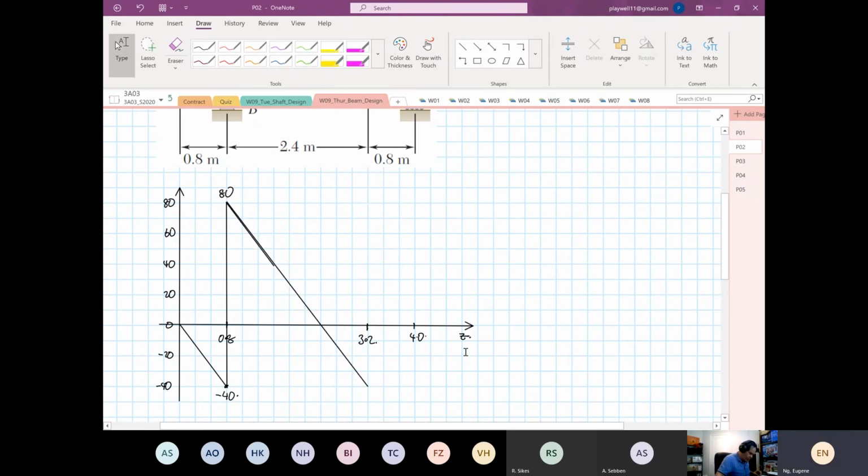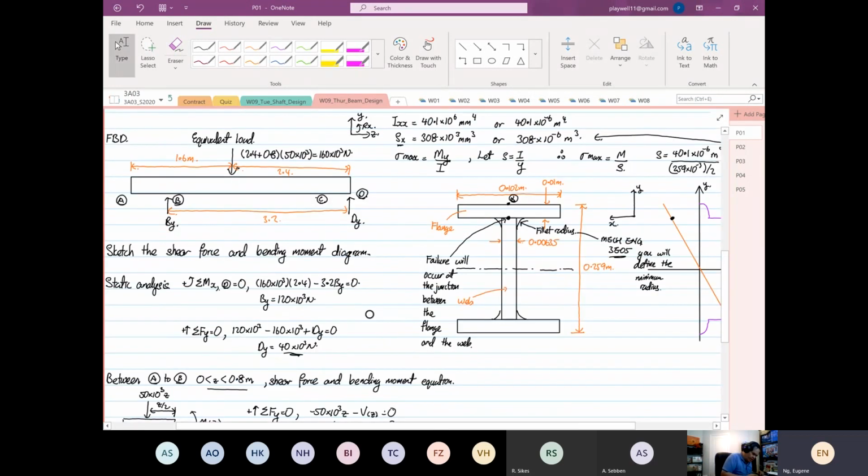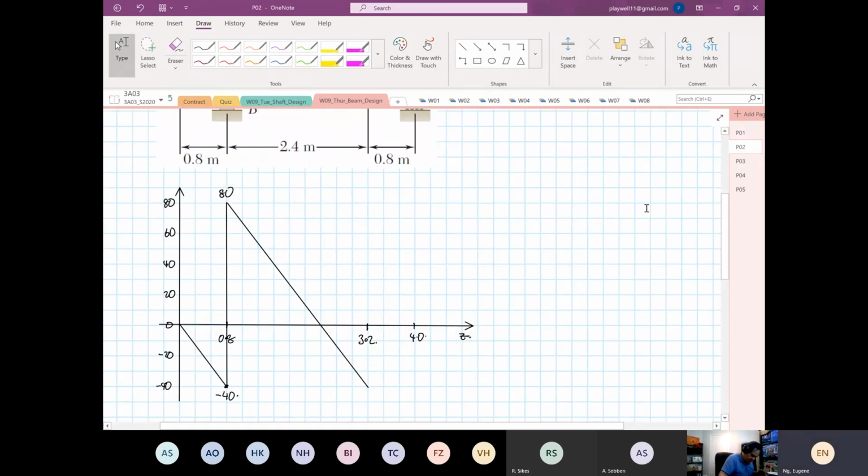Okay, and why do I say you'll stop down there? Because when you have a distributed load, your shear force is going to be a slope, like what we have seen. Why I would say that you stop at minus 40 is because at point D, you have 40 Newton going up, right? And the distributed load did not exist between C to D, so it's going to be a straight line. So from here, this happened.